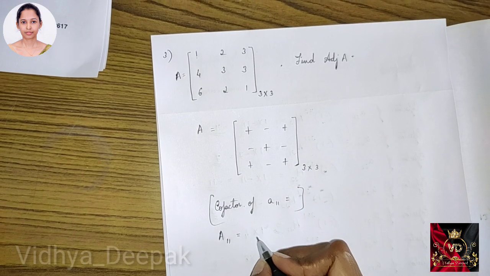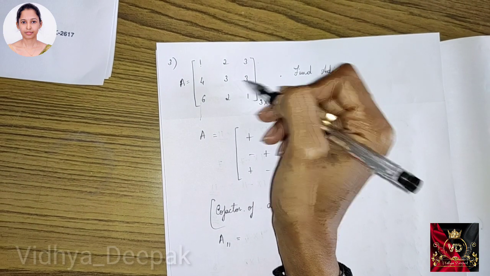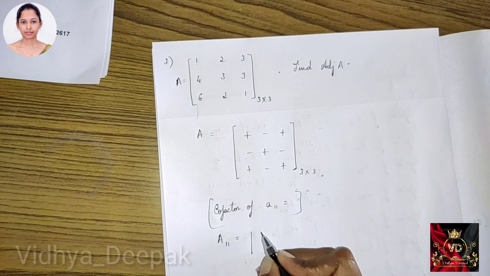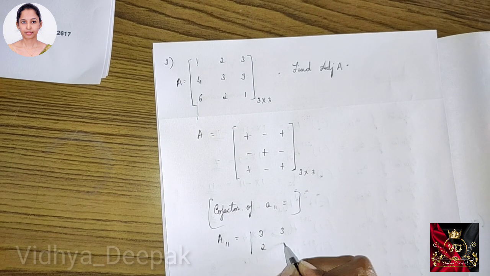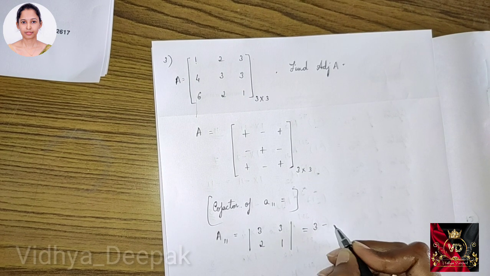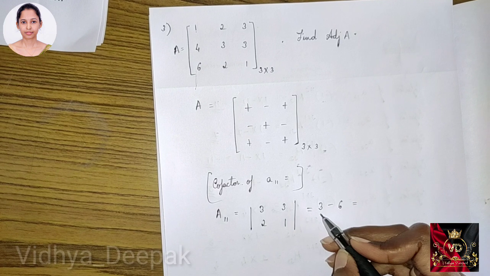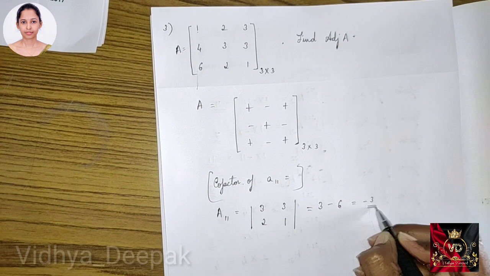So A11 is nothing but the first element. So we have to delete this row and this column. Remaining is 3, 3, 2, 1. So determinant of 3, 3, 2, 1. So what is the determinant? 3 1s are 3, minus 3 2s are 6. Right? So it is nothing but minus 3.